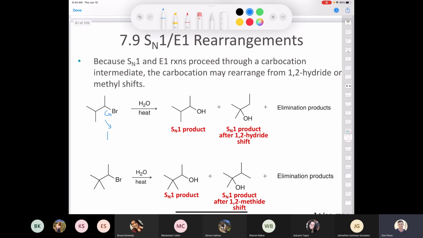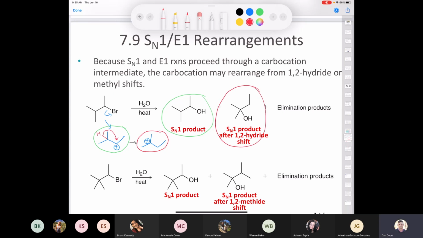I'm just going to draw what would happen after we lose the bromine. I would end up with a secondary carbocation. But hold the phone, there's also a proton here, and that proton could do a hydride shift to give me a tertiary carbocation. Let's draw that tertiary carbocation. It's going to look like this. So I can get substitution occurring at this position to give me this Sn1 product, and I can also get substitution to give me this product, which comes from that tertiary carbocation.